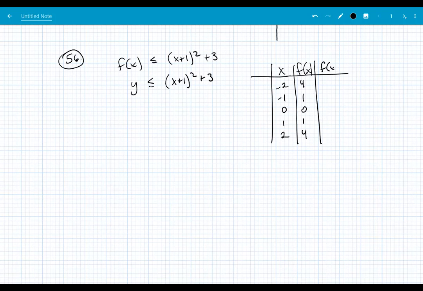So in this case, I'm just taking the f of x values and adding 3, and the x values we're subtracting 1 from. So I get 7, 4, 3, 4, 7, and then negative 3, negative 2, negative 1, 0, 1. These are my coordinates.